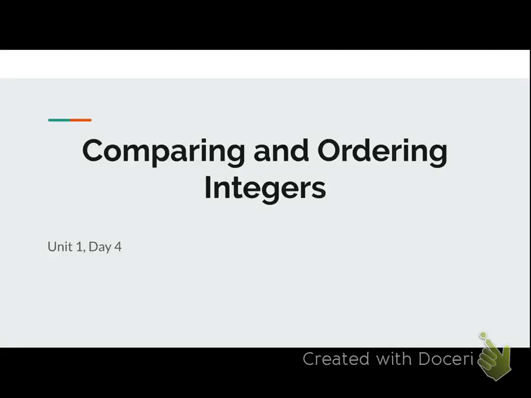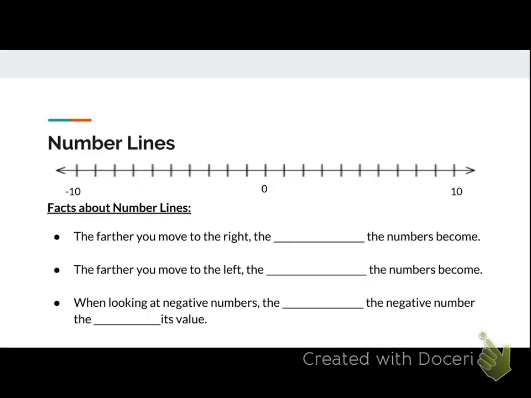Today we're going to be looking at comparing and ordering integers. Number lines are very handy when thinking of this. Look at this number line. 0 is in the middle. To the right of 0 are positive numbers. To the left of 0 are negative numbers. I'll throw a couple in just to make sure we know what I'm talking about.